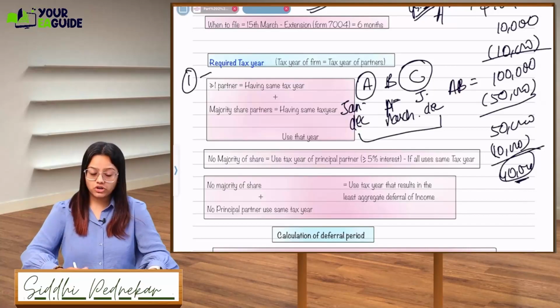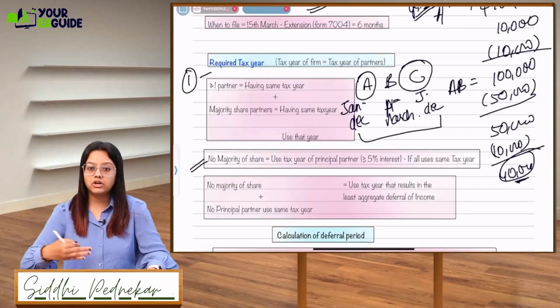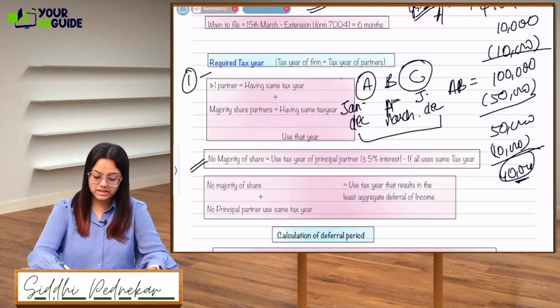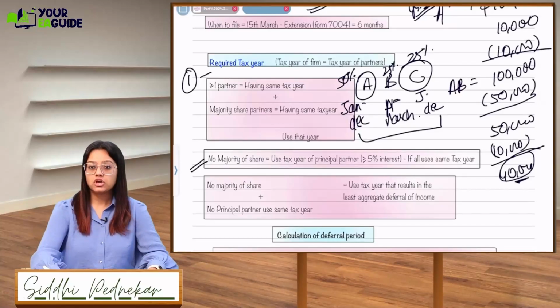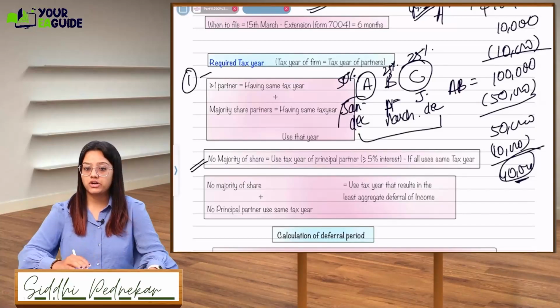Okay, no majority of share. Let's say they all are having equal share. There is no majority. In this case, let's say this is 50% shareholding and these two are holding 25% each. So who is the majority shareholder? Mr. A. So Mr. A's tax year will be used, that is Jan to Dec.